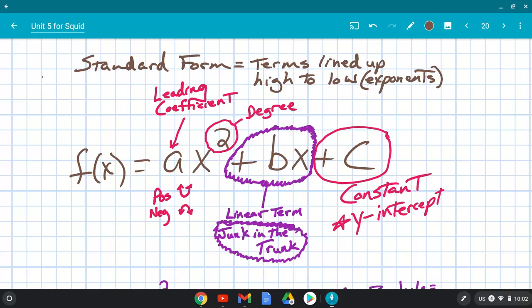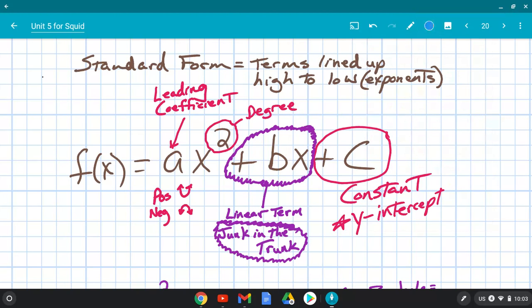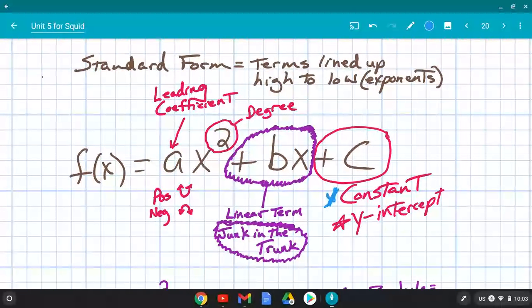Standard form is when we get our terms lined up from high to low. And yesterday we identified all the parts of the standard form. We started back here at the end and looked at the constant, which is C. Then we jumped up to the degree and remembered that the degree names the function and all the different things that we realize about functions that we learned previously. Since this is to the second degree, it's therefore called a quadratic.